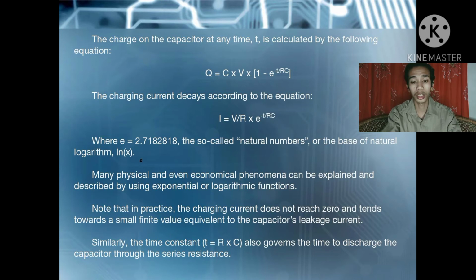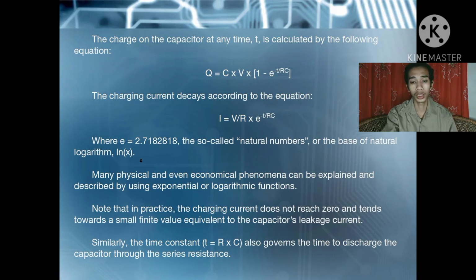Note that in practice, the charging current does not reach zero and tends towards a small finite value equivalent to the capacitor leakage current. Similarly, the time constant T equals R times C also governs the time to discharge the capacitor through the series resistance. So that would be the charge and discharge behavior.